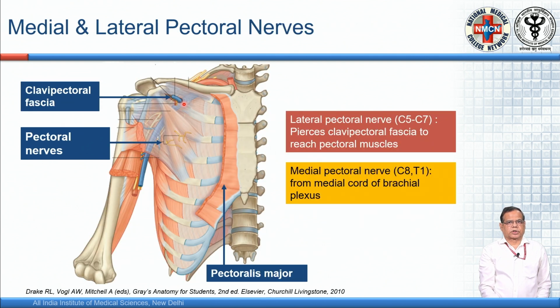The pectoral nerves: there are two pectoral nerves, the lateral pectoral nerve and the medial pectoral nerve. The lateral pectoral nerve pierces the clavipectoral fascia. It comes from the lateral cord of the brachial plexus and it supplies both the pectoral muscles. The medial pectoral nerve is a branch of the medial cord of the brachial plexus. It comes from C8 to T1 and it supplies both the pectoralis muscles.